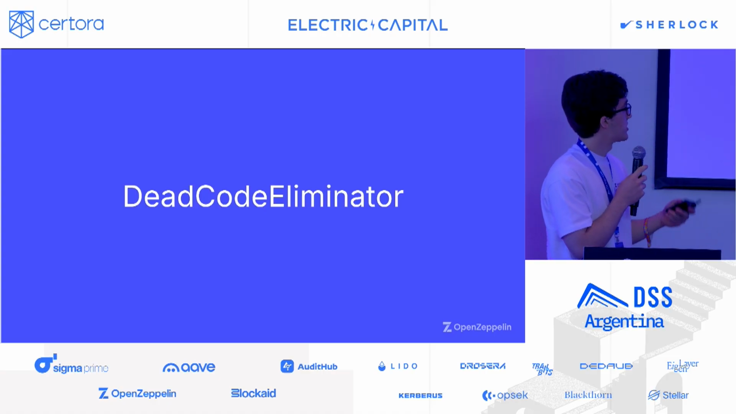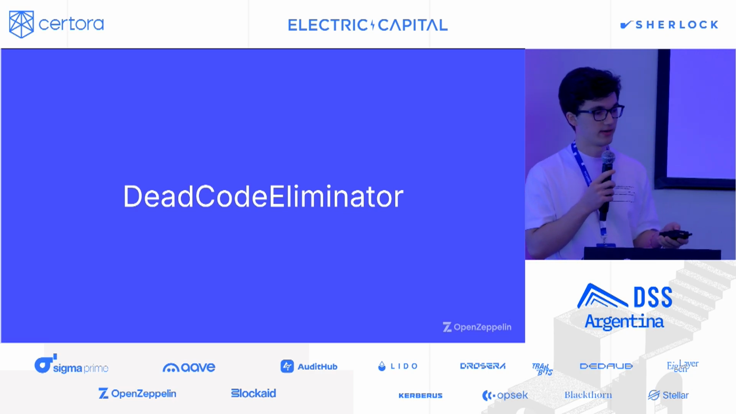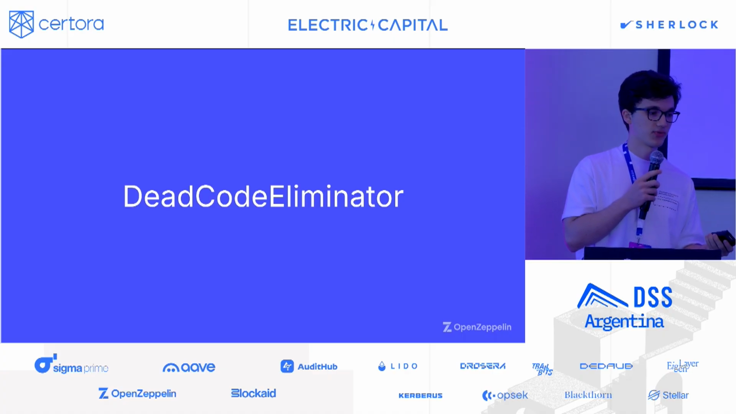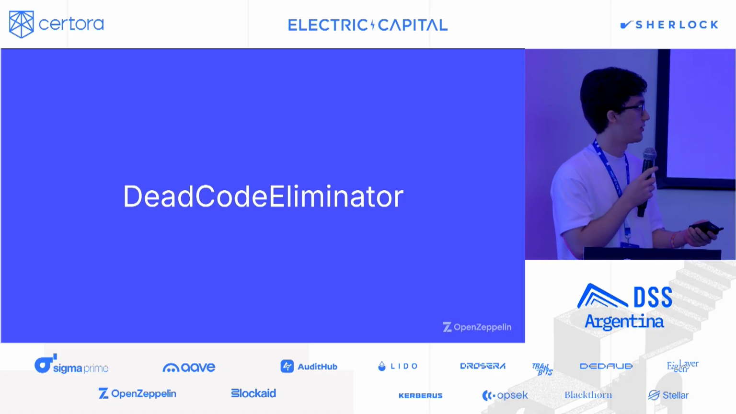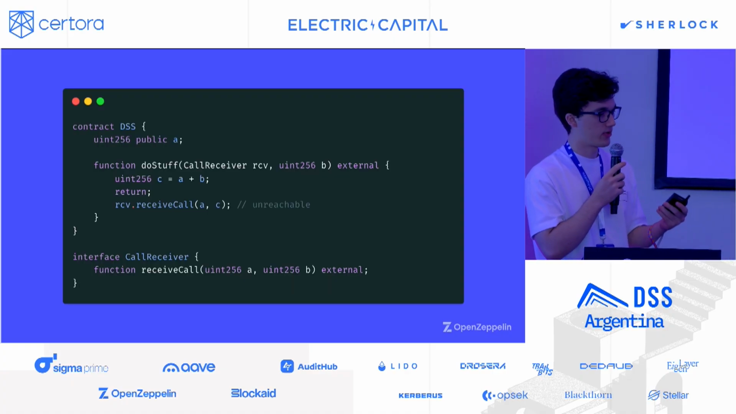Okay, let's move to the dead code eliminator. The name is self-explanatory. It removes code that can never be reached at runtime. If the optimizer can prove that a piece of code will never execute, it can just remove it from the bytecode. Here is a small example, similar to our earlier constructs.